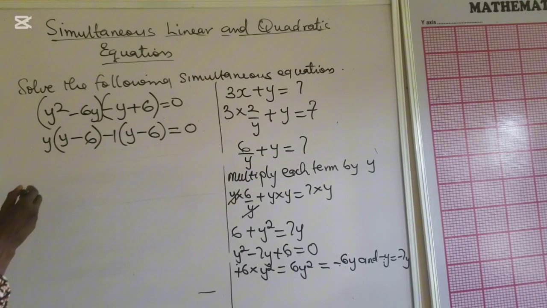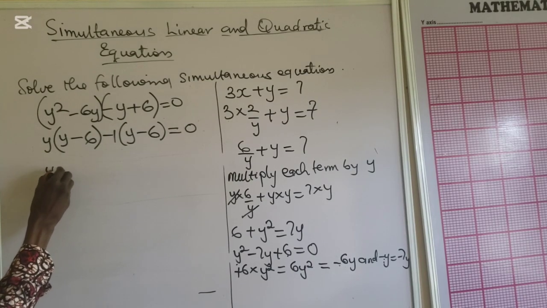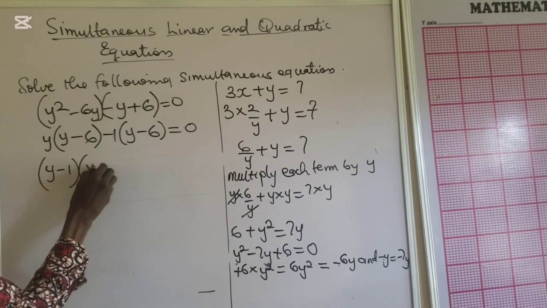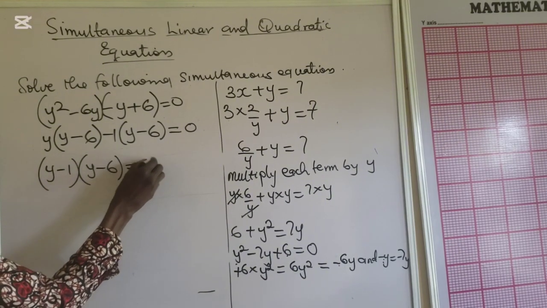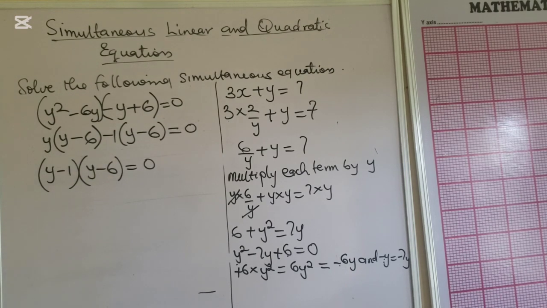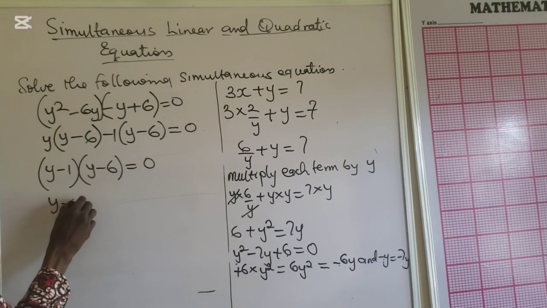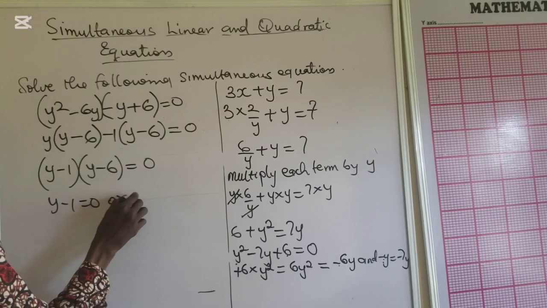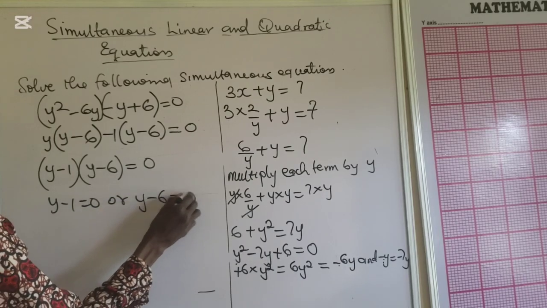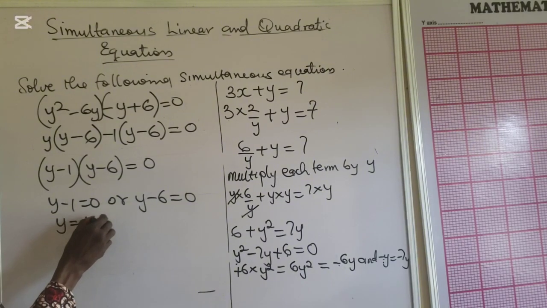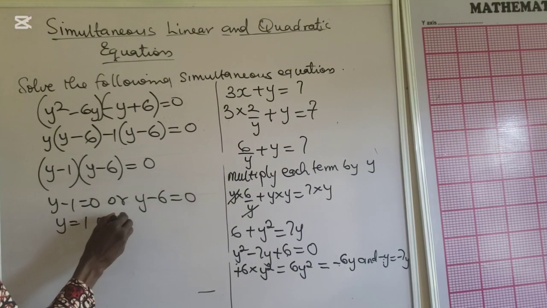So let me pick what is outside the bracket now. y minus 1, and the two brackets now say y minus 6 is equal to 0. So what do we do? We equate each of the brackets to 0. Now, I'm now saying y minus 1 is equal to 0 or y minus 6 is equal to 0. When minus 1 crosses, it becomes plus 1. When minus 6 crosses, it becomes plus 6. So these are the two values of y.